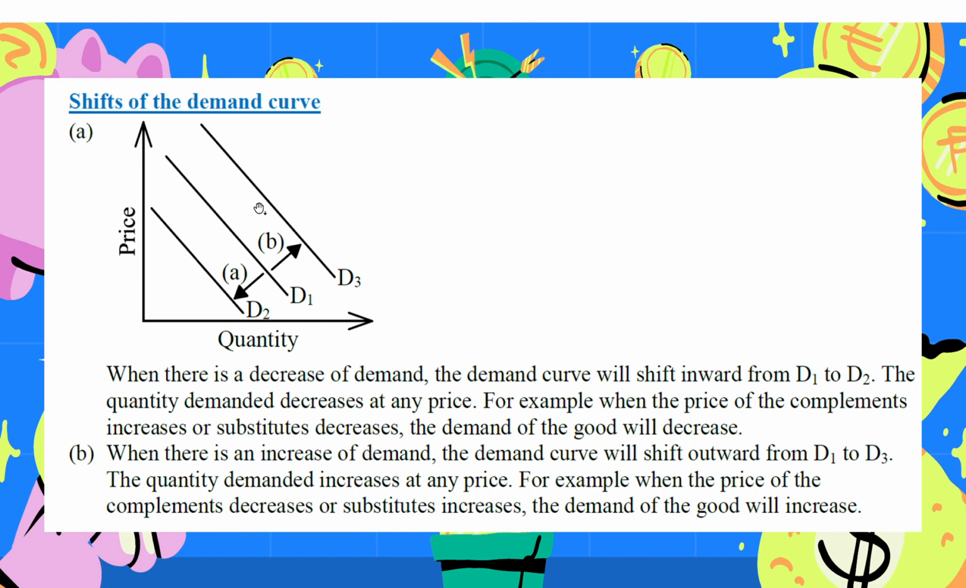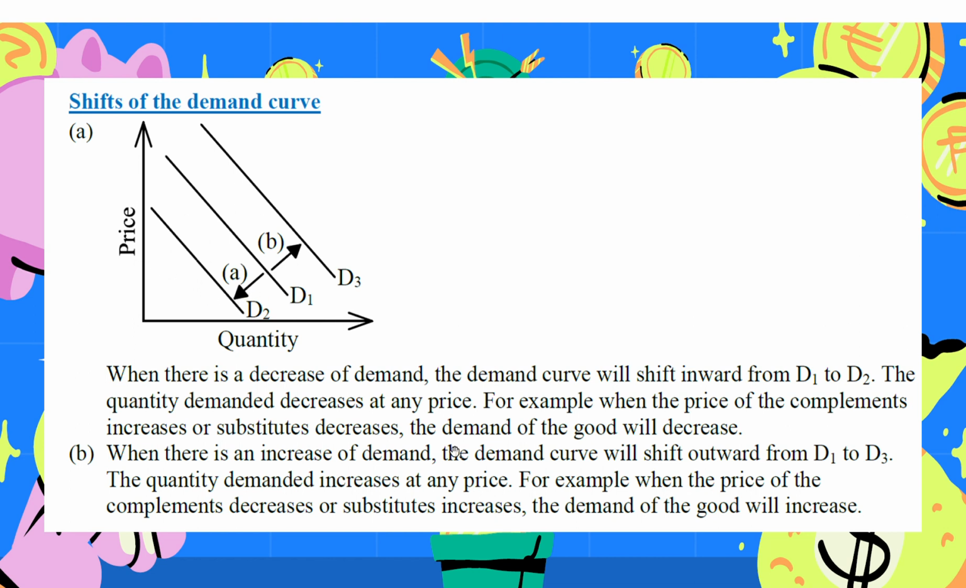The other concept is shift of the demand curve. This is a change of demand due to non-price determinants, okay? Not about price, maybe the substitute price, maybe the taste change, or maybe the income effect. When there's a decrease of demand, remember, decrease of demand, not decrease of quantity demanded, right? Look carefully at the question. Decrease of demand is the inward shifting of the demand. All the quantity demanded decreases by the same amount, at any price level.